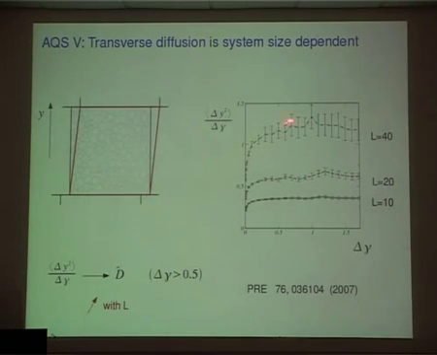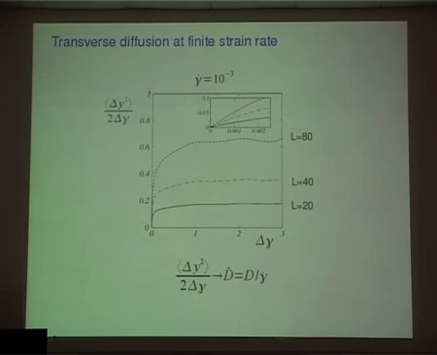Okay, so we have this strong system size dependence, and so what we did was we looked at these finite strain rate simulations, the same thing, and again we find a very strong system size dependence. This is for a finite strain rate. Any strain rate in simulation is huge compared to anything you access in experiment. So the AQS limit corresponds to the true zero strain rate limit.